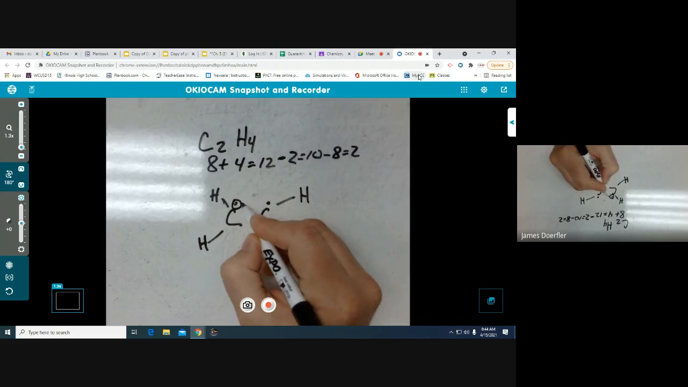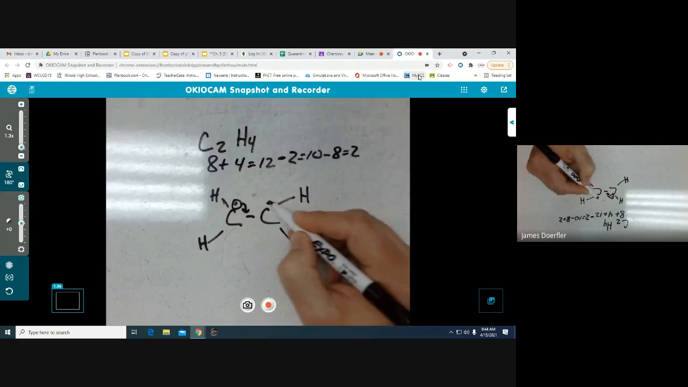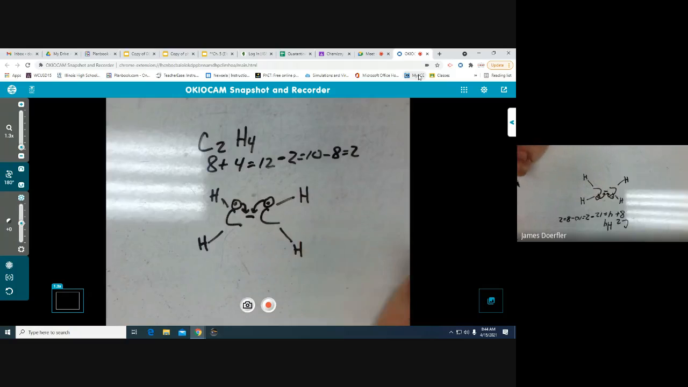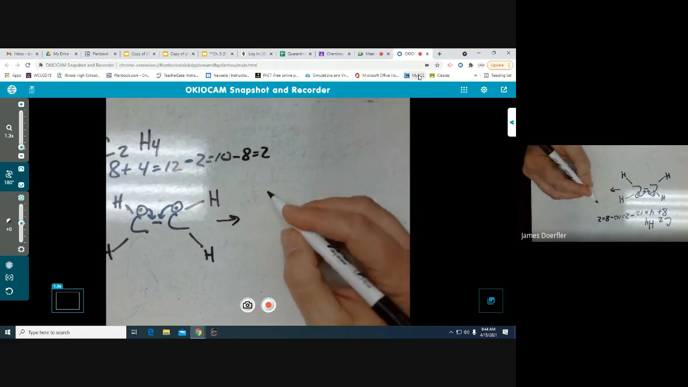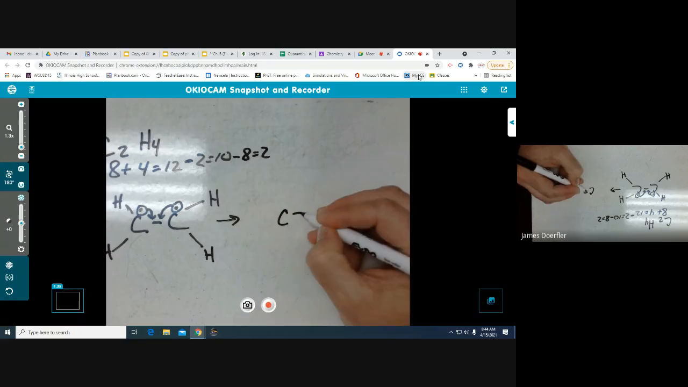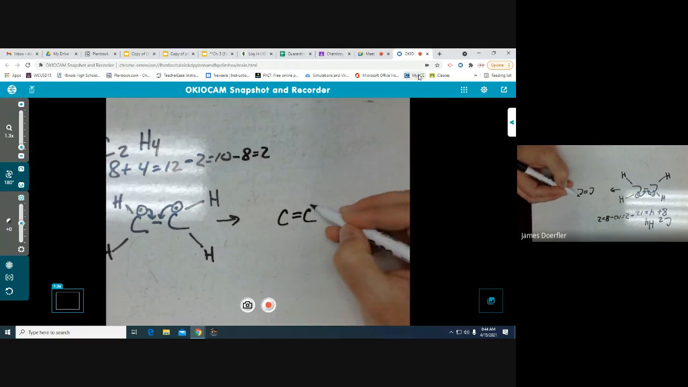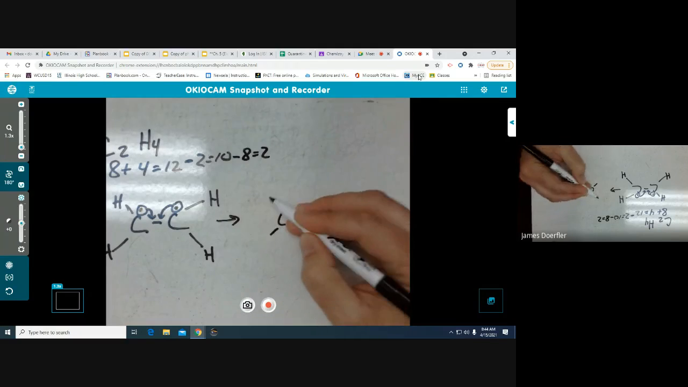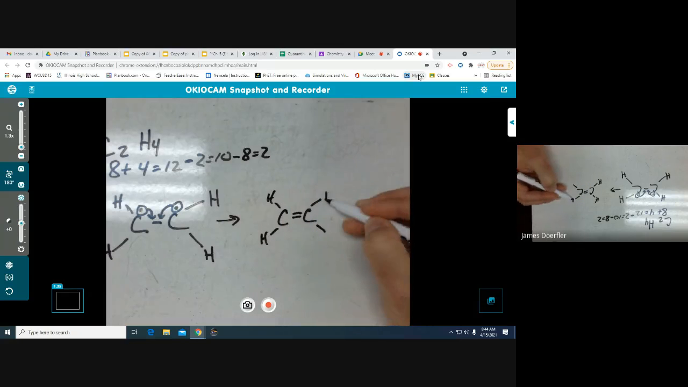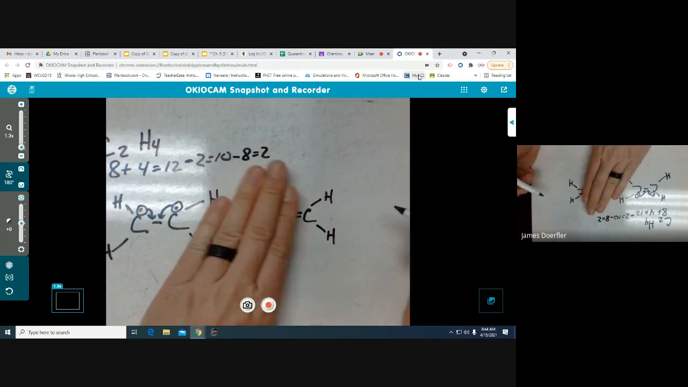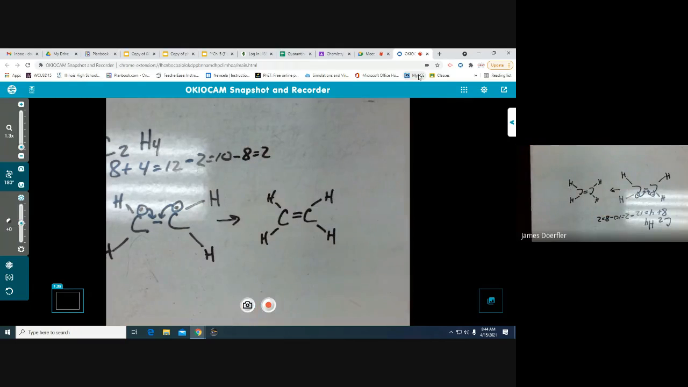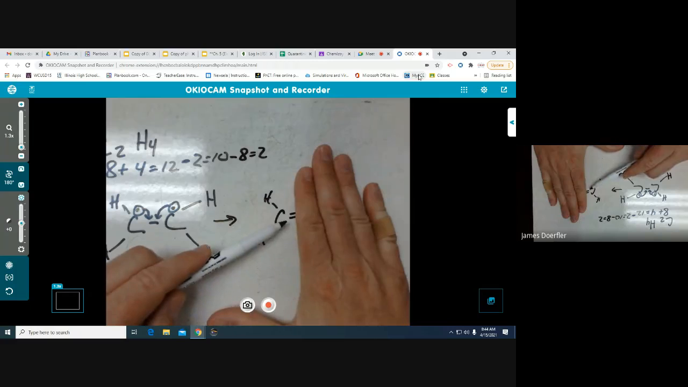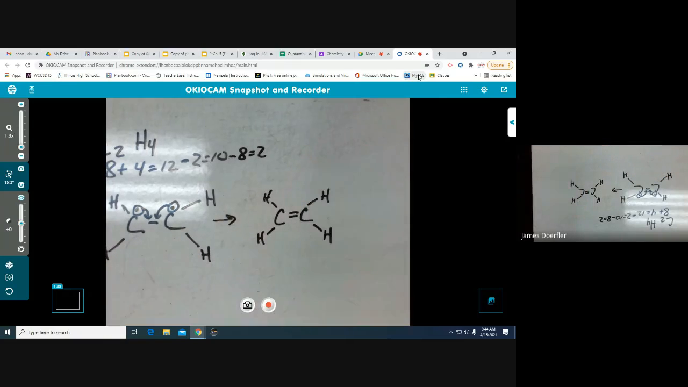So I'm going to take this electron, come down here, take that electron, come down there. I then get a new structure that looks like this. A double bond between those carbons, and my hydrogens out here. Again, taking a step back, see how many are on each. 2, 4, 6, 8. That carbon's happy. And then 2, 4, 6, 8. That carbon's happy.